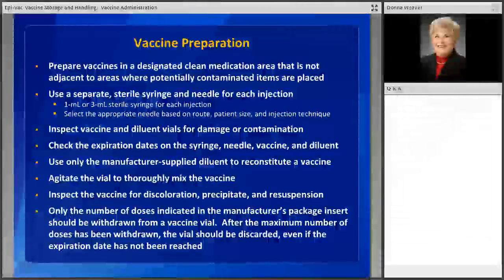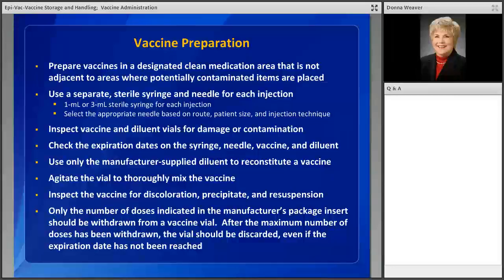Prepare vaccines in a designated clean medication area that is not adjacent to areas where potentially contaminated items are placed. Use a separate 1 milliliter or 3 milliliter sterile syringe and a separate needle for each injection. Needle selection will depend on the route, the patient size, and the injection technique. And always inspect the vaccine and diluent vials for damage or signs of contamination. You should not only check the expiration dates on the vaccine and diluent, but syringes, needles, and even alcohol swabs have expiration dates.